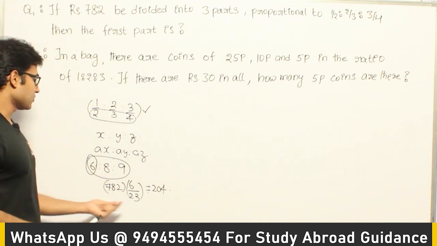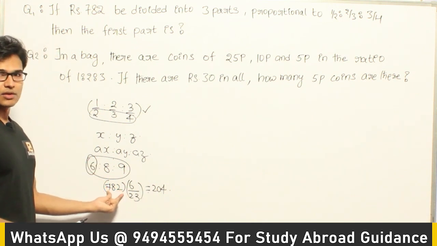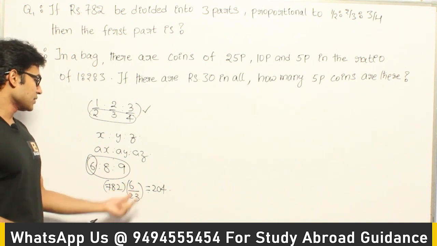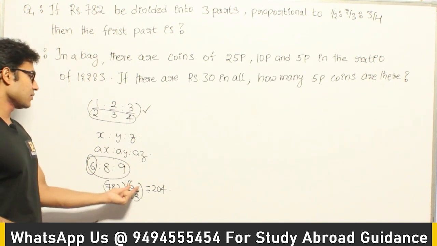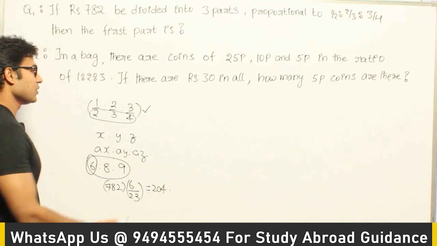Or the other way of doing it is, 23 parts is equivalent to 782. Then how much is 6 parts equivalent to? You will get 204. So you can do that.